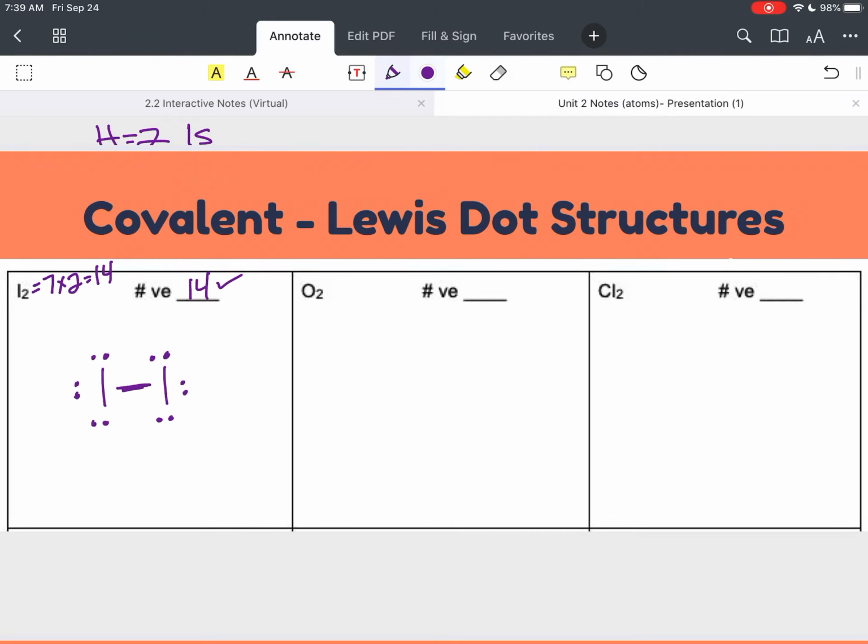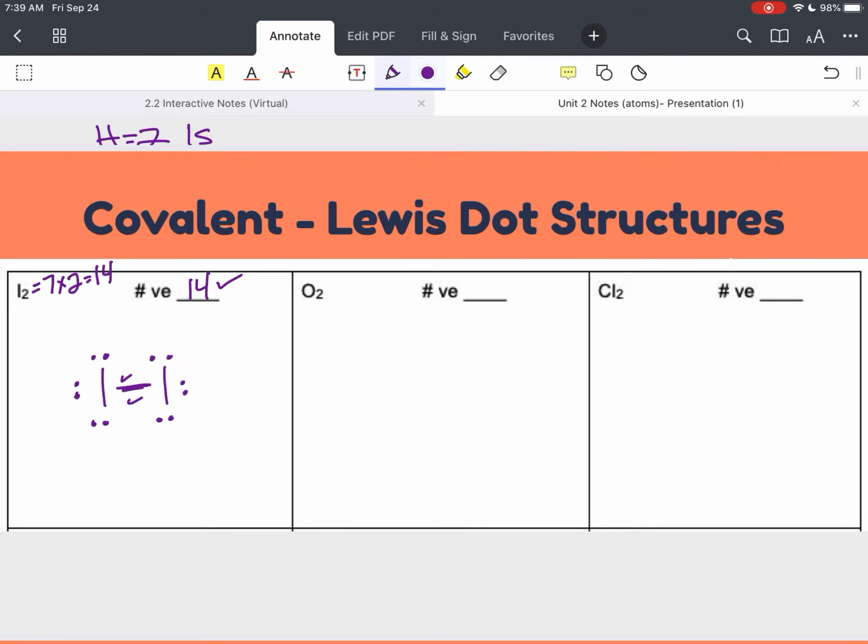Do I have 14? Yes. Double check that everybody has 8. 2, 4, 6, 8. Yep, okay. 2, 4, 6, 8. Yes, okay. Everybody has 8, so that means we're good to go.